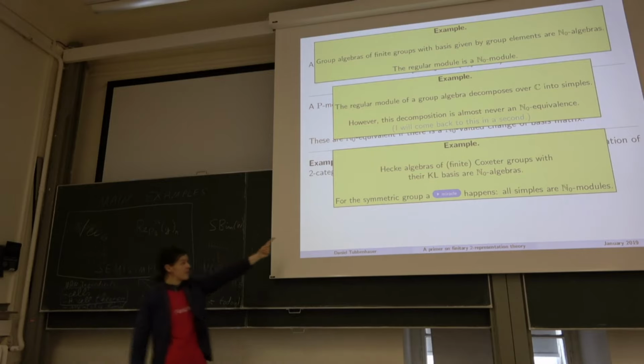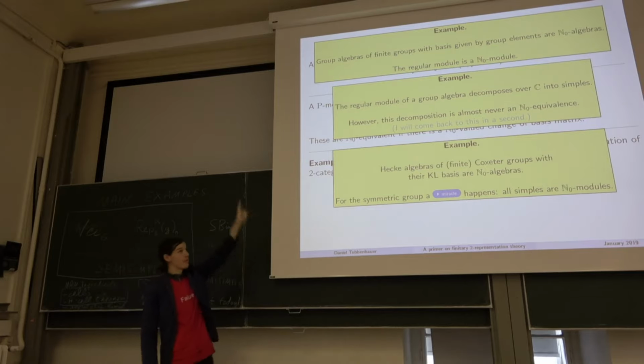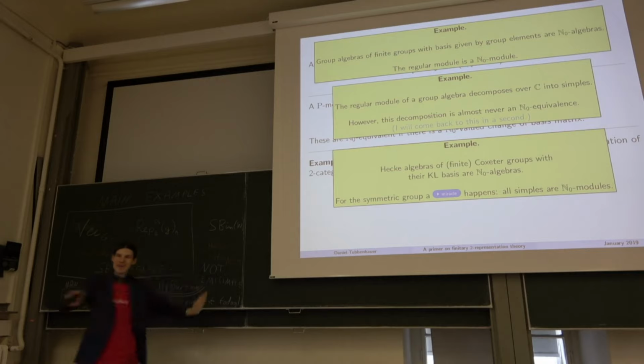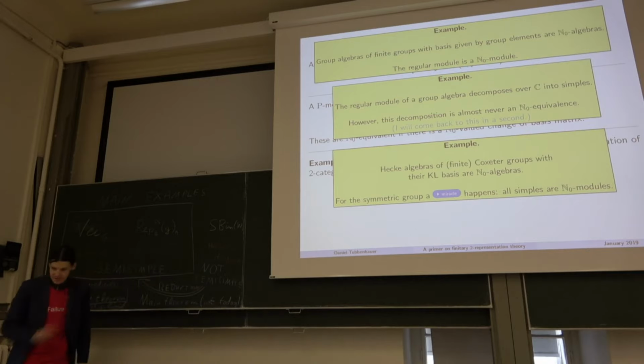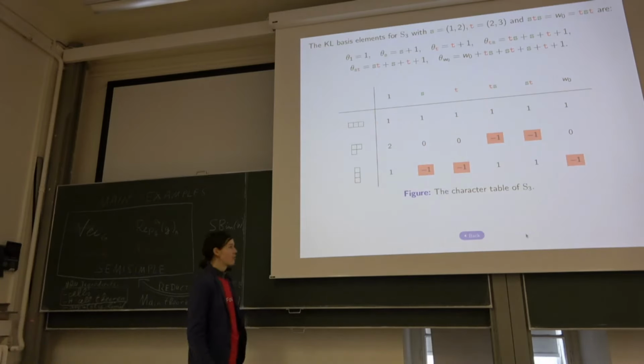So either for the symmetric group, you can choose the KL basis, or for any finite Coxeter group, you can choose the KL basis or the group element basis. You get completely different answers. For the symmetric group, it's actually quite nice. Some miracle happens, namely all the simples are already integral over the KL basis.